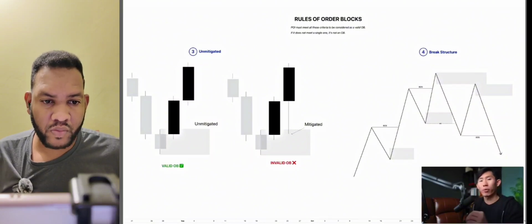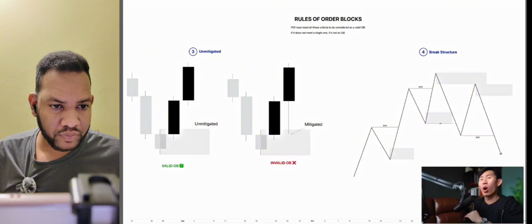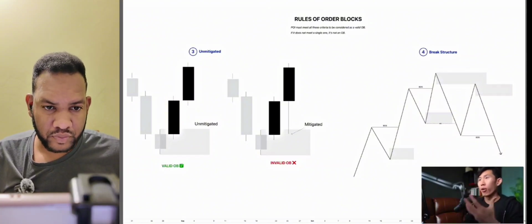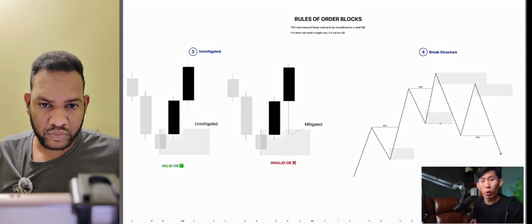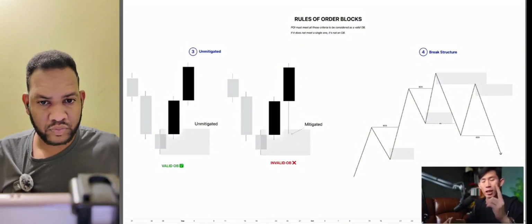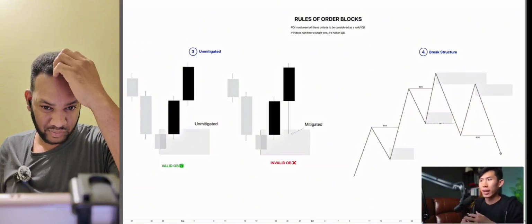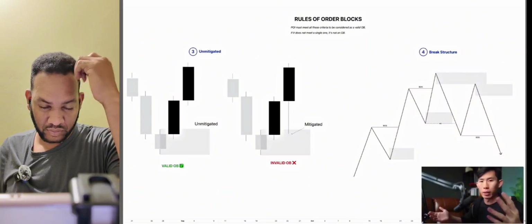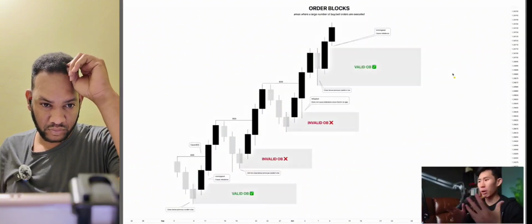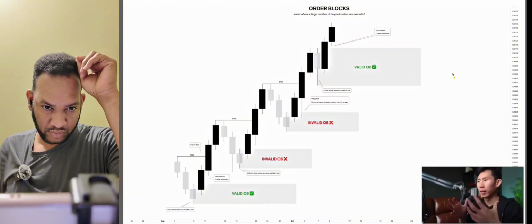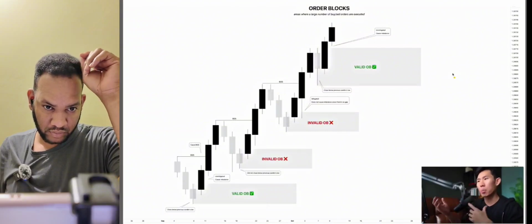You must ensure that the point of interest or the zone meets all 4 of these criteria for it to actually be considered a real order block. If it does not meet a single one of them, it is not an order block. It could just be a supply and demand zone or just an ordinary zone that is not going to work. So now let's apply what we have learned and really learn how to differentiate between valid order blocks and invalid order blocks.